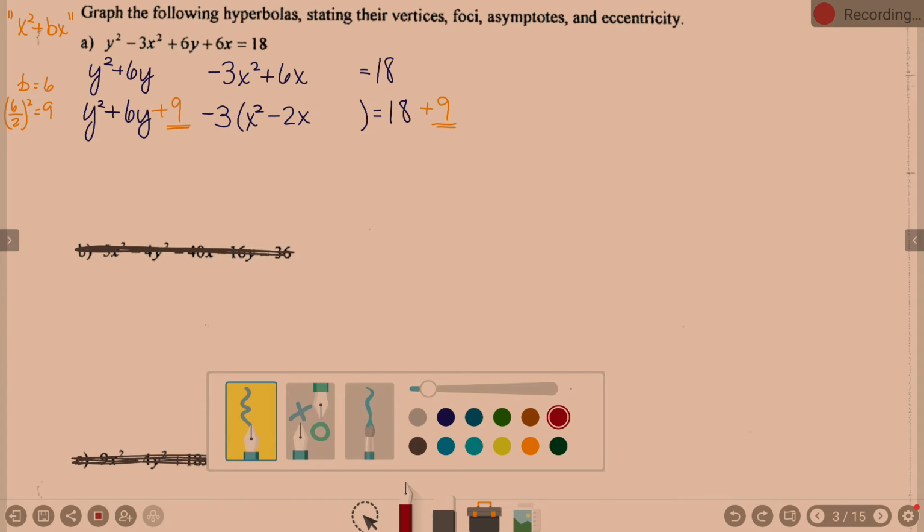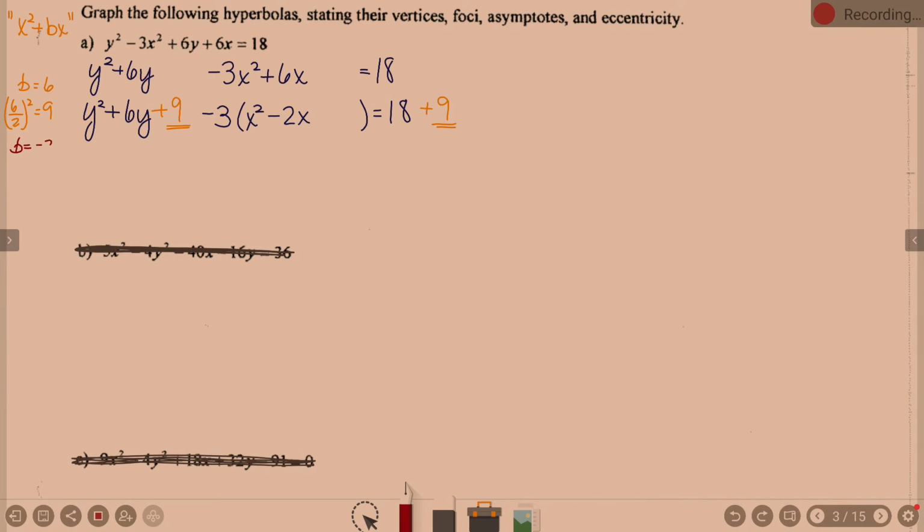For our x's, b is negative 2. Negative 2 divided by 2, and then square it, makes it a plus 1. Add 1 on the left. We're going to add 1 times negative 3 on the right. Minus 3. So yes, really you are minusing 3 on the right. I don't care if you go ahead and write that. I just don't write that as the teacher because I want someone to go back and look at it and think, oh yeah, now I see it.